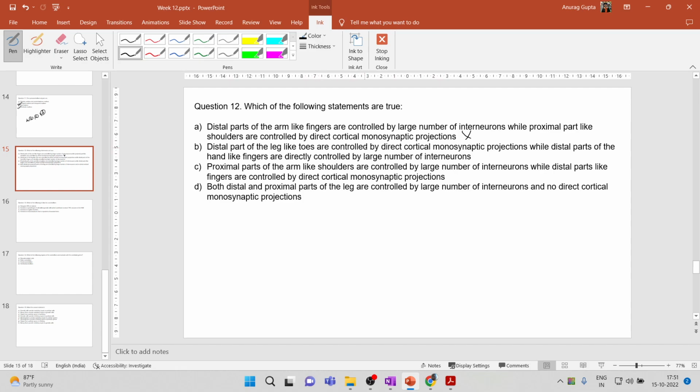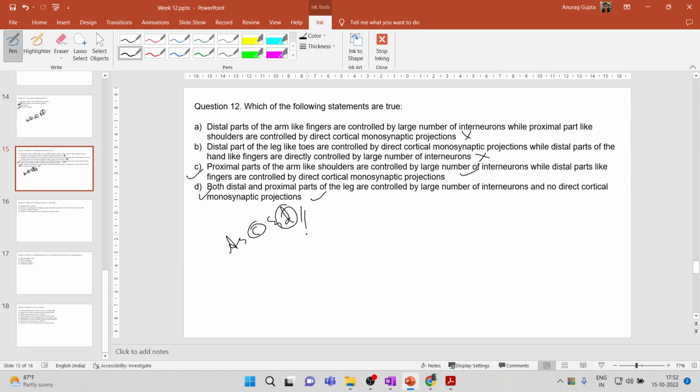Distal parts of the legs like toe are controlled by direct cortical monosynaptic projections, while distal parts of the hand like fingers are directly controlled by large number of interneurons. Again, this is the opposite. So let us see. Proximal parts of the arm, like shoulders, are controlled by a large number of interneurons, while distal parts like fingers are controlled by direct monosynaptic projections. That is correct. Both distal and proximal parts of the legs are controlled by large number of interneurons and no direct cortical monosynaptic projections. This is correct. Answer is C and D.